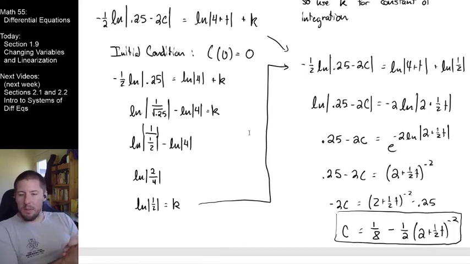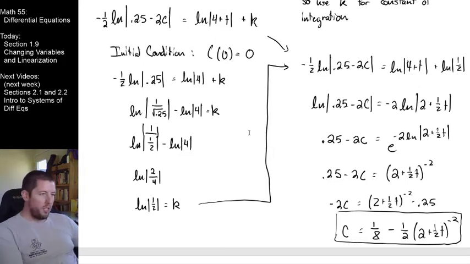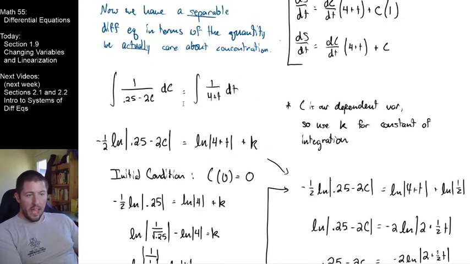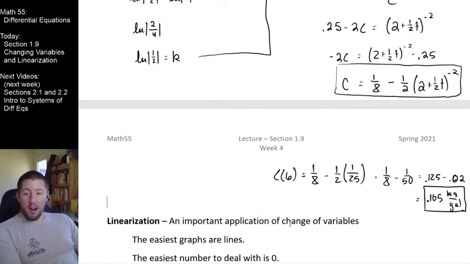Honestly, the only reason this was kind of a bummer is because we had a natural log equation equal to a natural log equation, so we had some work to do for solving right here. But this was just a ton of algebra. The calculus itself was pretty easy right there. So we were able to arrive at our final concentration right there. Concentration at time 6 when it overflows is going to be our 0.105 kilograms per gallon.